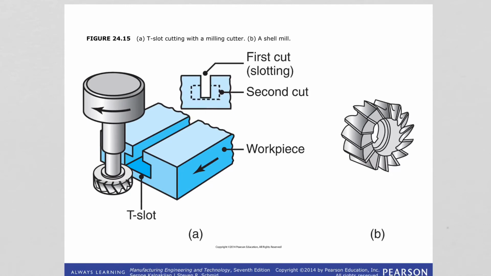Here you see the T slot cutter, and to use this, the vertical groove must first be made with slotting to provide this clearance for the shank.